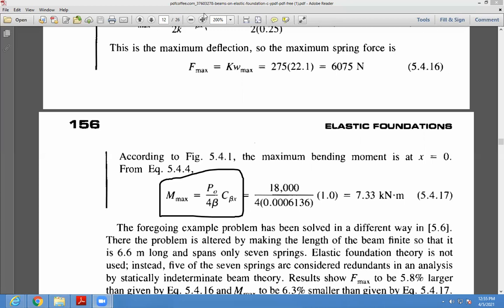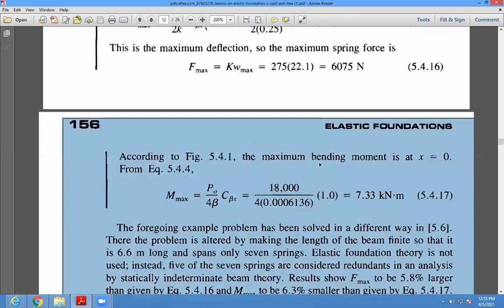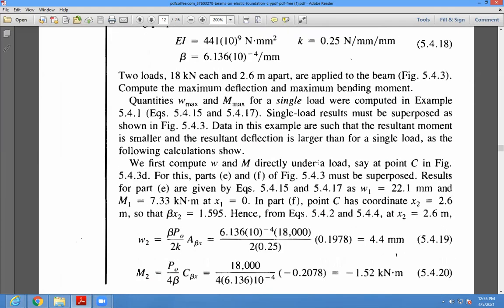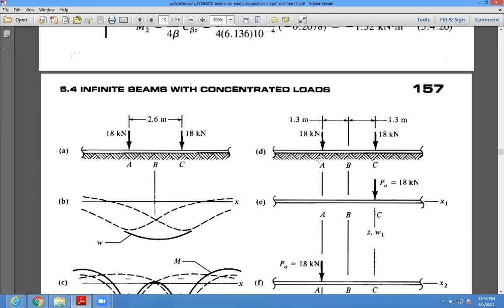Okay, so now this is the numerical. So shall we stop for today?